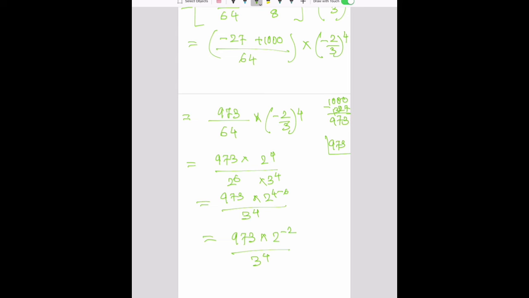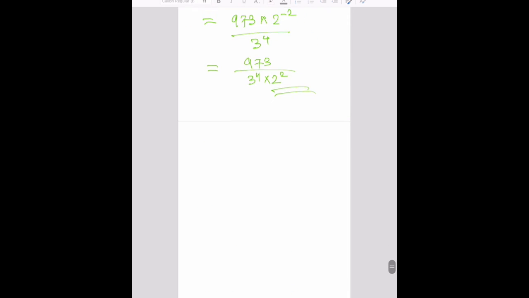I don't know, it looks scary, but let's see. 973, 3 to the power 4 into 2 to the power 2. We can keep it like this in this method. Okay, let's see, is there any other easy method to do this problem? I mean, obviously there are different methods to do a problem. Let us see if there is anything else.